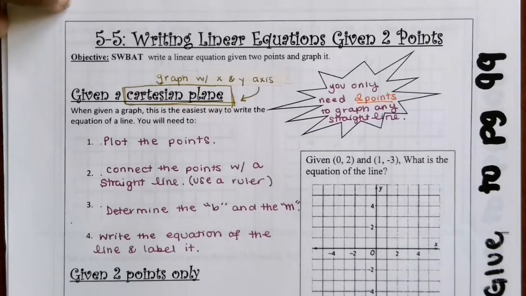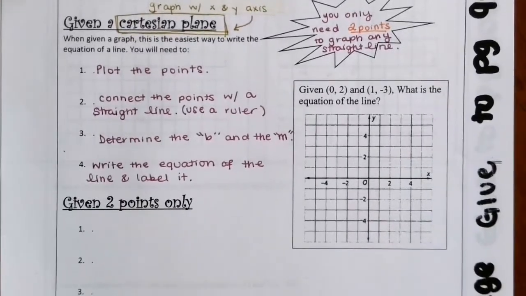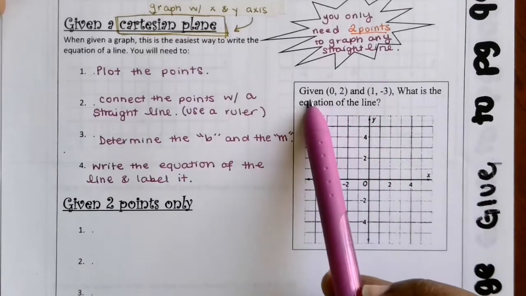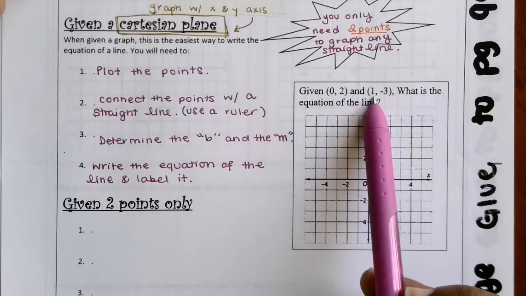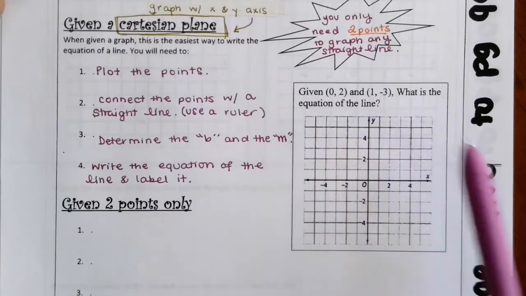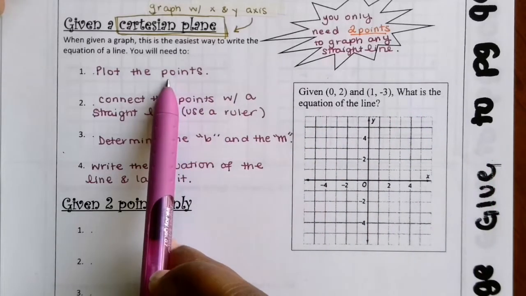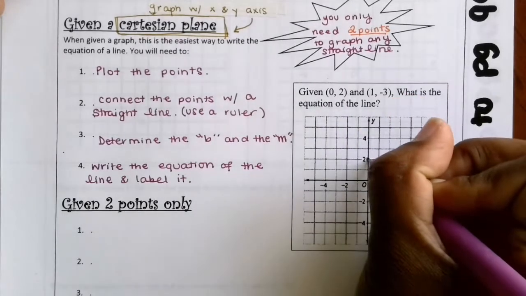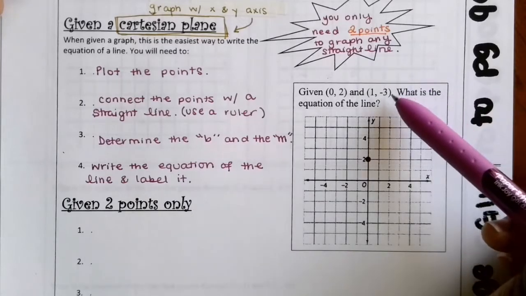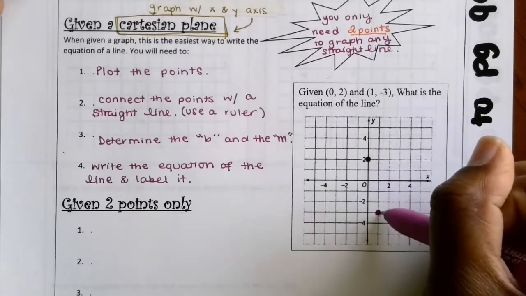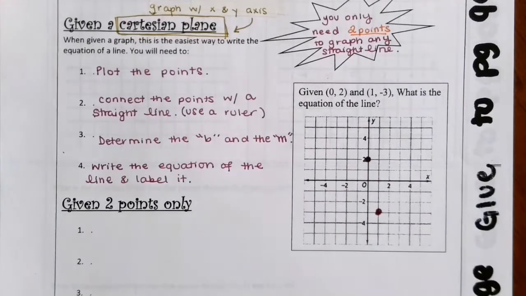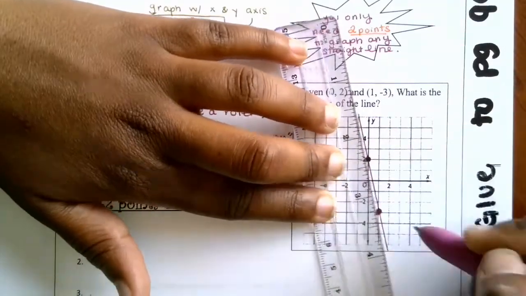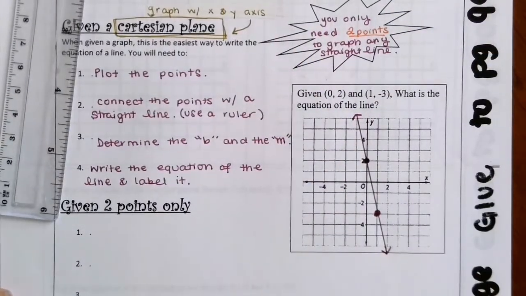Now that we've gone through the steps, let's give this example a try. Given the point 0, 2 and the point 1, -3, what is the equation of the line? So we're going to go through and follow our steps. Step 1 says to plot the points. So we'll place a point at 0, 2, which is on our y-axis. And then we'll also plot the point at 1, -3. Step 2 tells us to connect the points with a straight line and use a ruler.